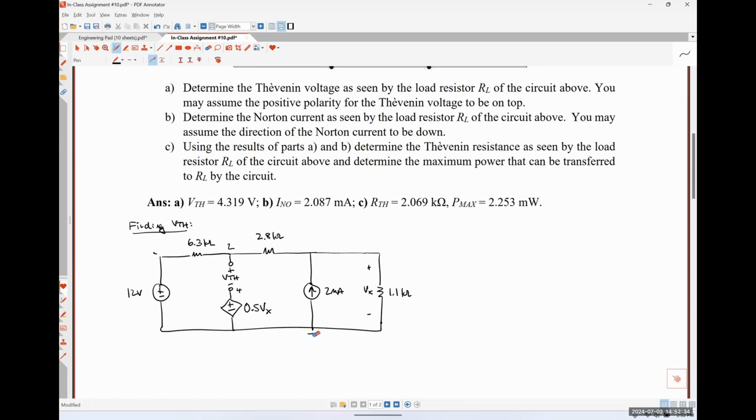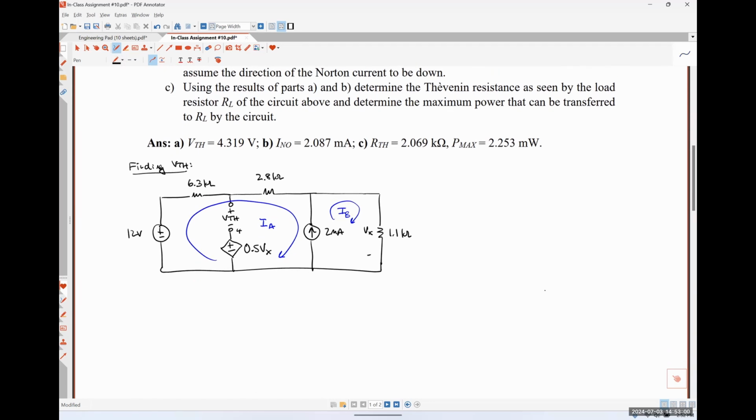So if we were to apply mesh analysis, this mesh we could call IA, and this one over here would be mesh B, right? We have a controlling variable. So what would Vx be in terms of our mesh currents?